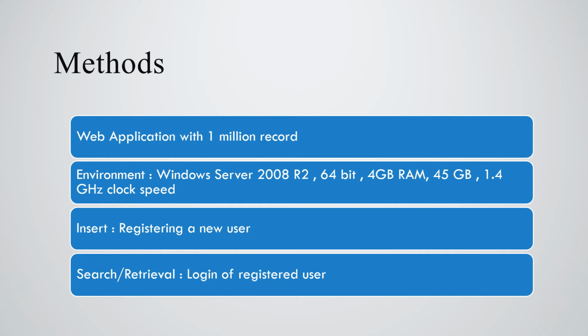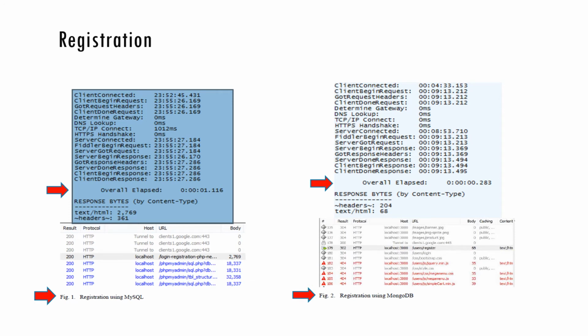After that, two types of tests were done. One is for insertion of new data and the second is for searching or retrieval of existing data. For inserting data into the database, the user was logged into the registration page. The registration was done by adding the same valid user details in both the MongoDB and MySQL databases. And the time taken was noted down by using Fiddler. Fiddler is a debugging tool to capture network-related operations.